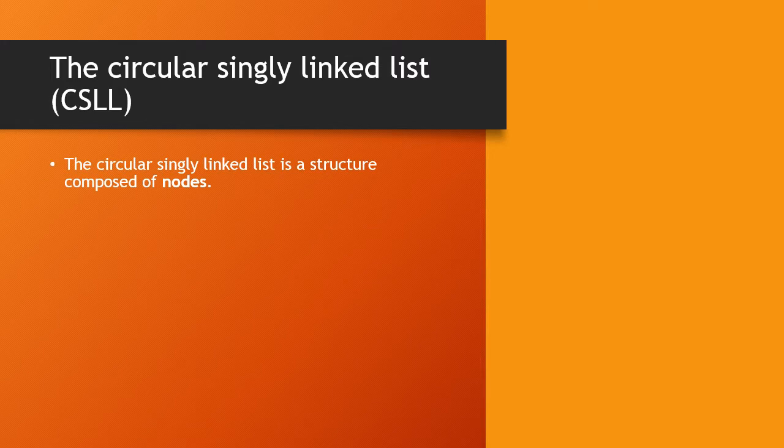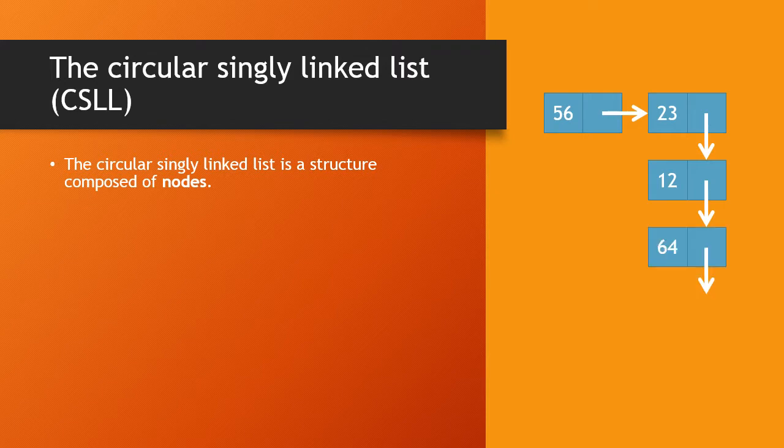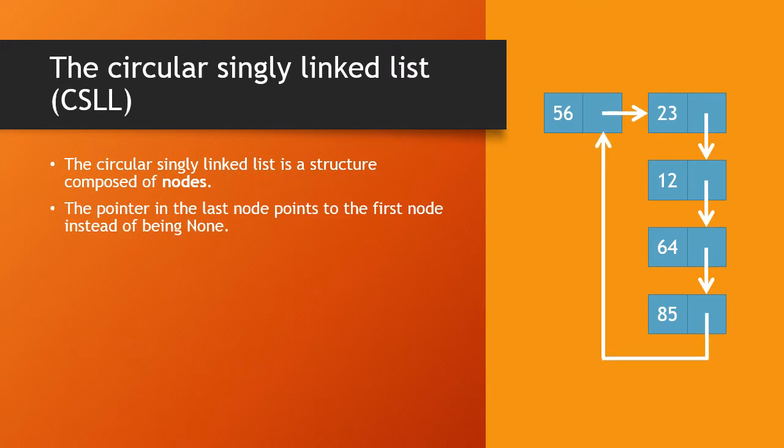The circular singly linked list is a structure composed of nodes. We have a node containing 56. It points to a node containing 23, which points to a node containing 12, which points to a node containing 64, which points to a node containing 85, which points back to the node containing 56. The pointer in the last node points to the first node instead of being none.